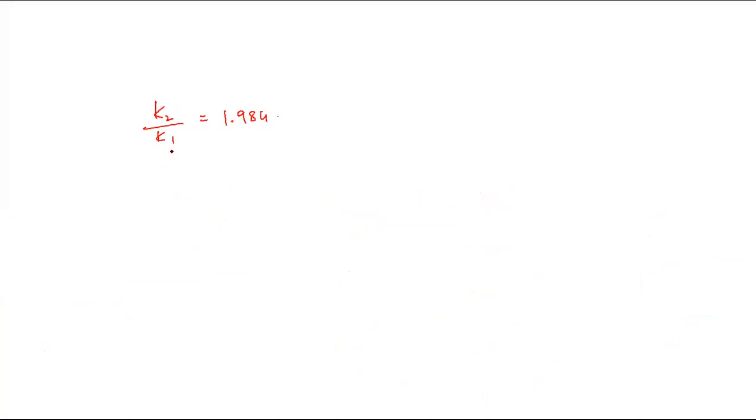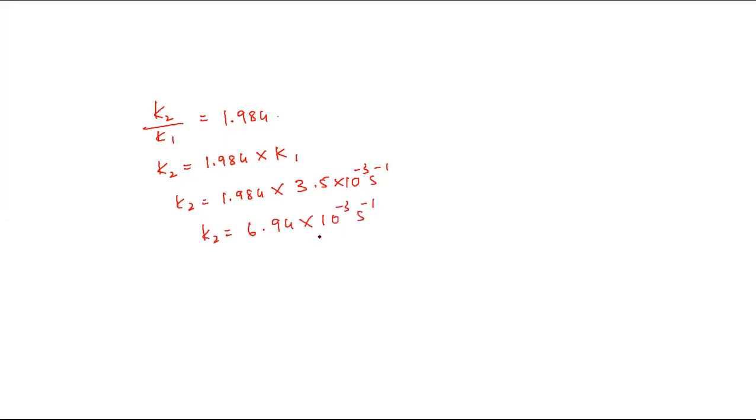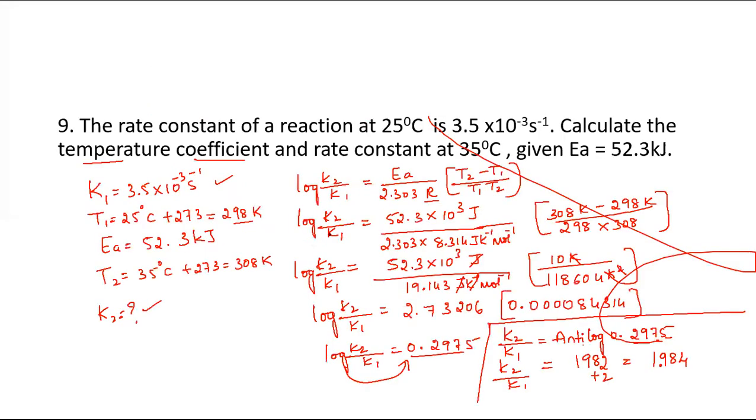Now you can substitute the value of K1 because we need to find out K2. What is the value of K1? That is 1.984 into K1, right? So that is K2 is equal to 1.984 into K1 value, which is 3.5 into 10 to the power of -3 per second. So the final answer is 6.94 into 10 to the power of -3 per second. So this is the final answer. So this is how we can find the K2 value by using all the given data.